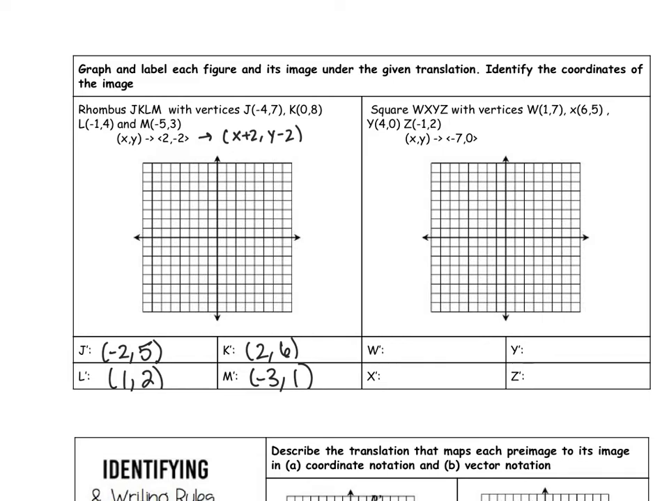Okay, now we need to graph our original. So negative 4, 7, 1, 2, 3, 4, 1, 2, 5, 6, 7, 0, 8, negative 1, 4, and negative 5, 3. Okay. So those are my original ones. Alright. So let's label them. So this is J, K, L, M.